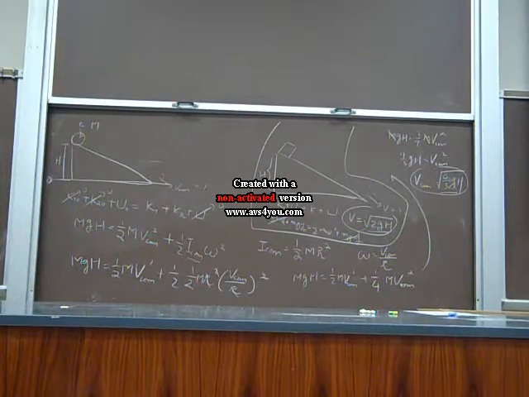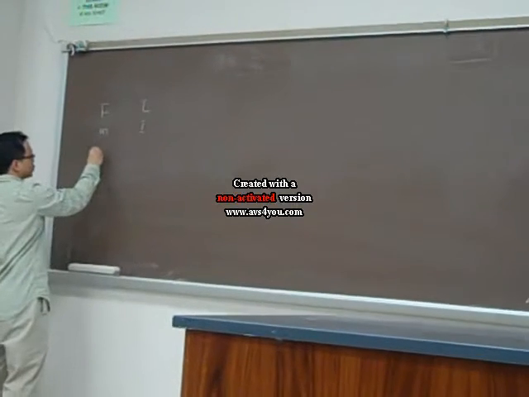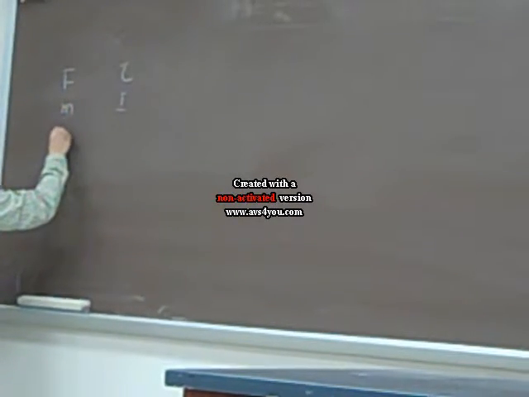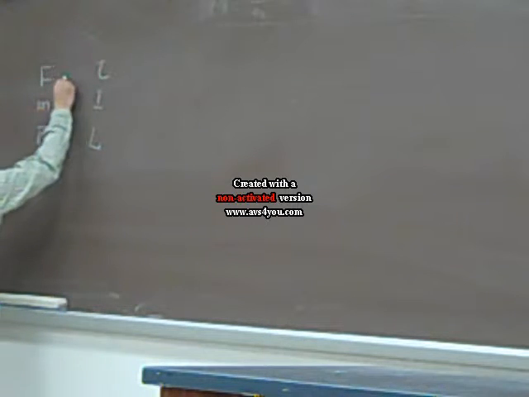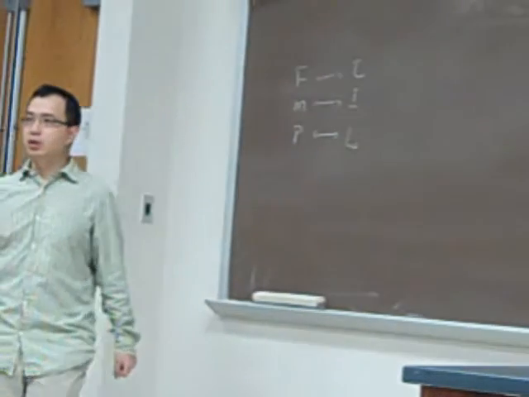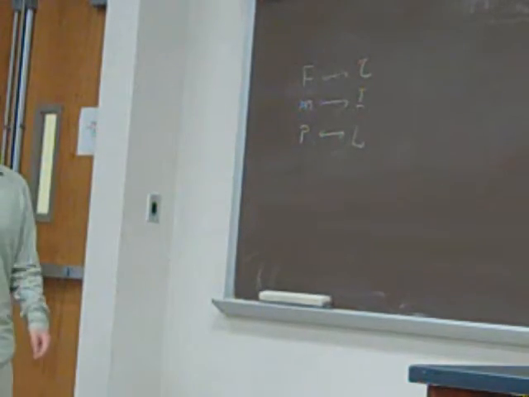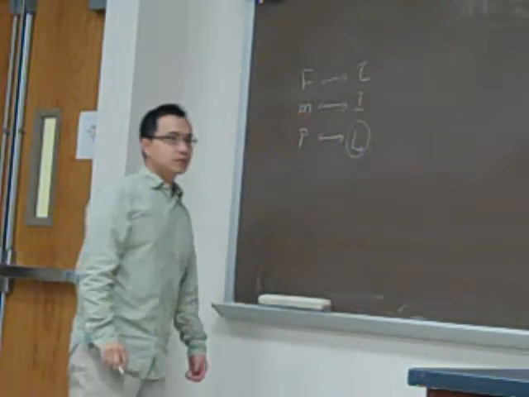So for the translation, we have the force. Here we have the torque, we have the mass, and then we have the rotational inertia. And we have the linear momentum P, and here we have the angular momentum L. So there is a one-to-one correspondence between the description of the linear motion and the angular motion. The angular momentum, we use L to denote it.